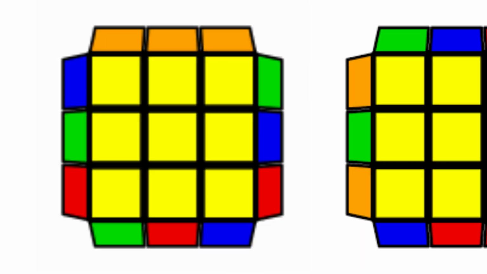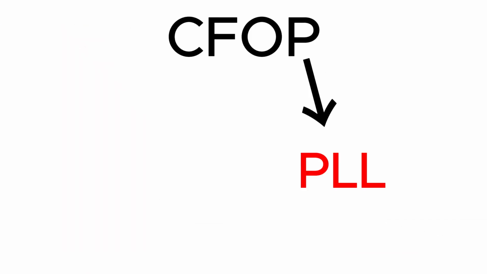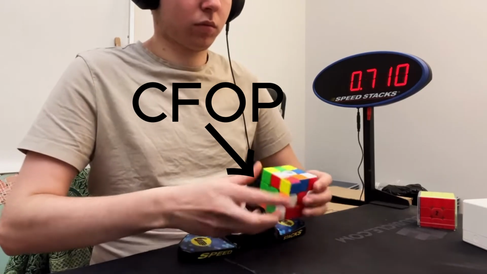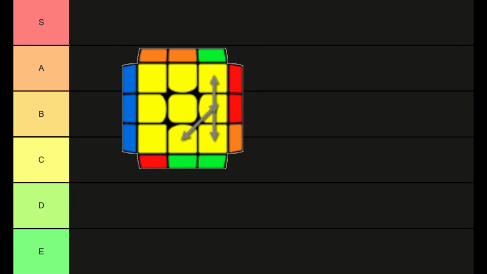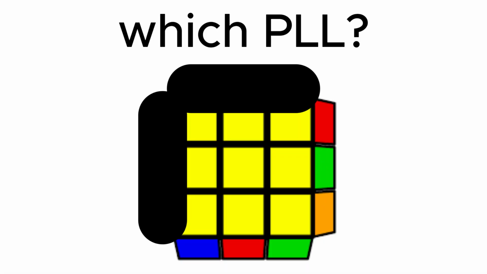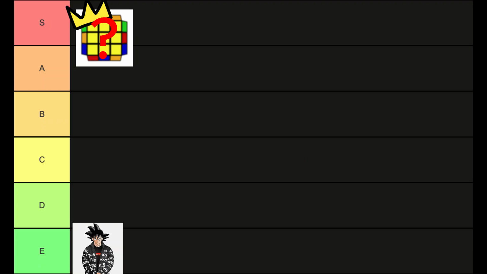If you ever wondered which PLL is truly the best, PLL is the last step of the CFOP method, which is the most common among speedcubers. I'm going to rank every PLL from worst to best, but how exactly am I going to rank these? I rank them based on how easily you can recognize the cases and how easy the algorithm is to remember and execute. I'll place every PLL on a tier list from S to E tier, starting with the E tier.